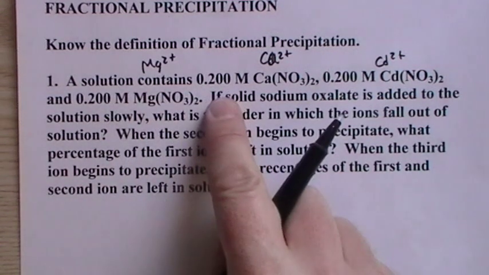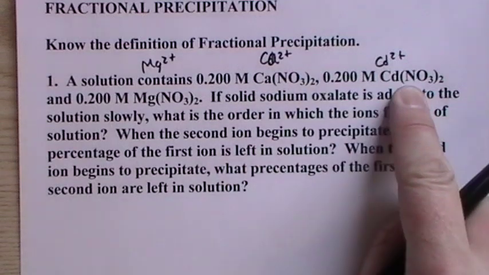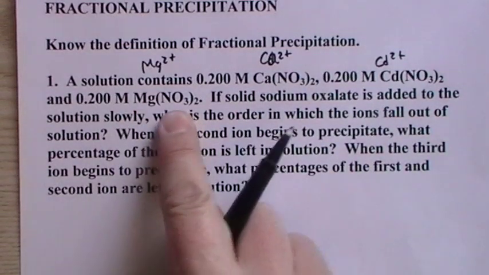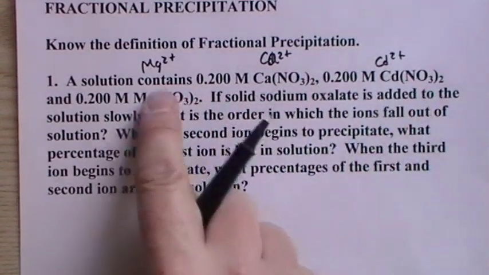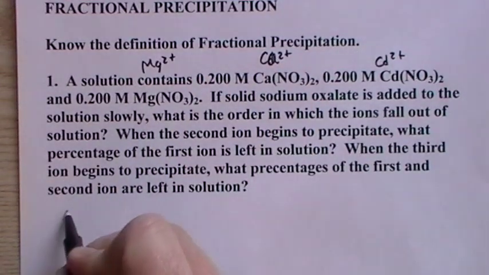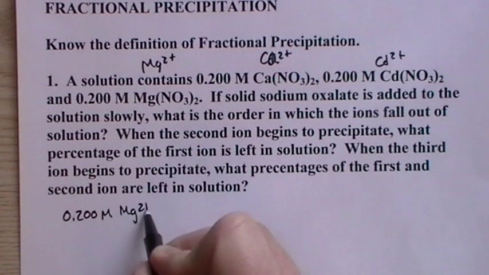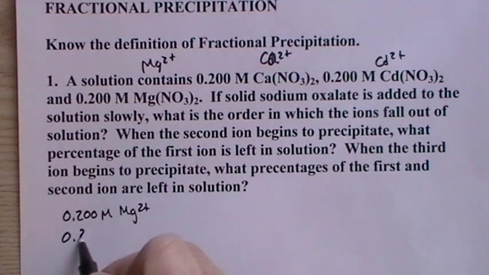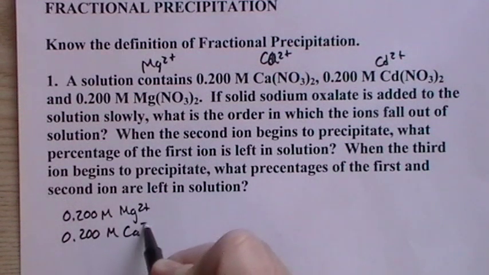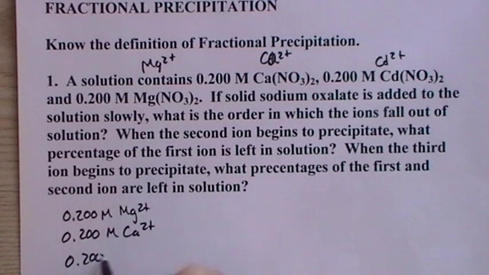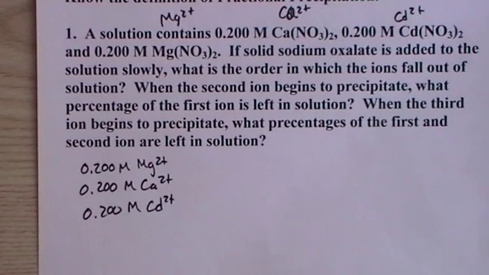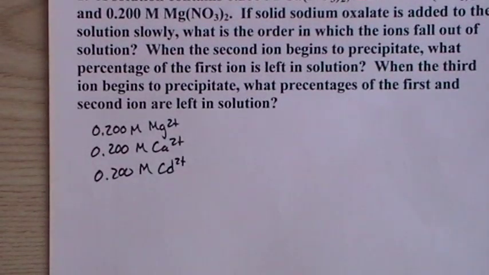We have a solution that contains 0.2 molar of calcium nitrate, cadmium nitrate, and magnesium nitrate. Forget about the nitrates. Those are just counter ions. They're solutions of 0.2 molar magnesium, 0.2 molar calcium, and 0.2 molar cadmium. That's what's sitting in a beaker right now.